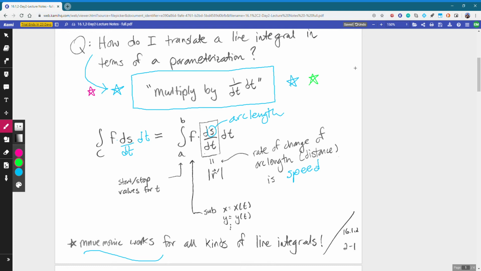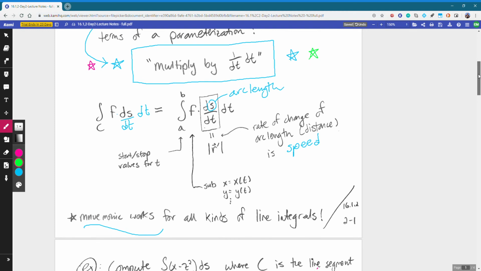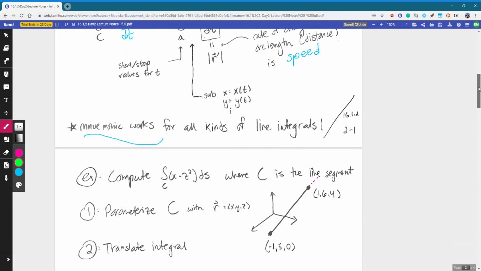Multiply by 1 over dt dt. Very nice. All right, let's look at an example and practice putting this to work.